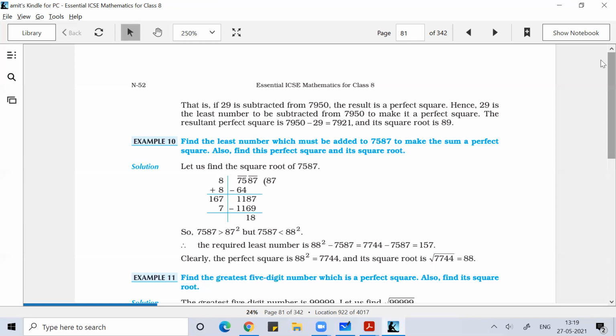Find the greatest 5-digit number which is a perfect square. Also find its square root. The greatest 5-digit number is 99999, which should be a perfect square. Find the greatest 5-digit number which is a perfect square. Also find its square root.